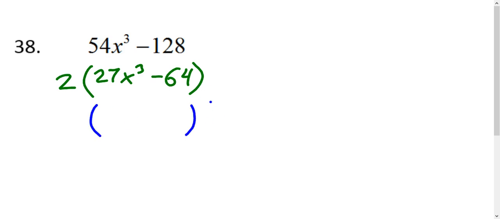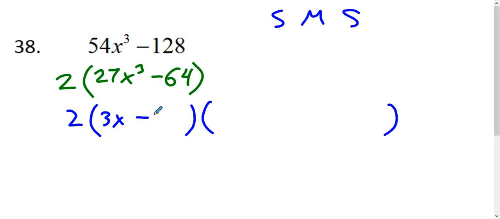So when we factor that, it goes to the smaller parenthesis and the larger parenthesis. That 2 that we have factored out stays in front. The trick for cubes, my acronyms that I use are SMS. So first we just take the cube root. 27 goes to 3x. 64, the cube root is 4. I'll fill that in a second.